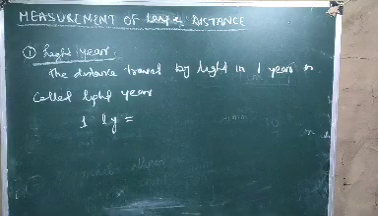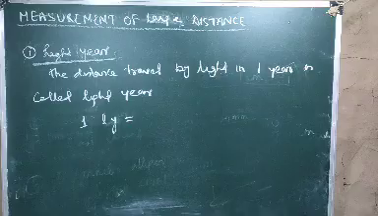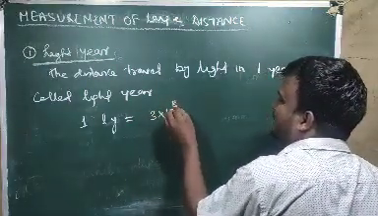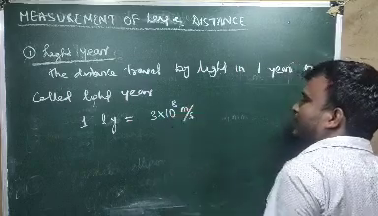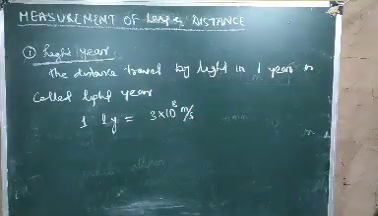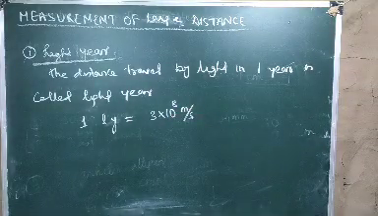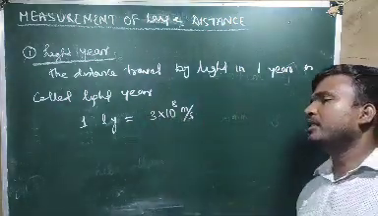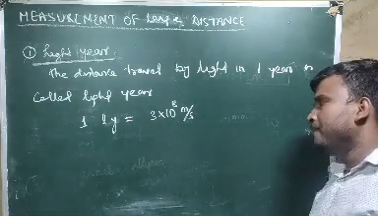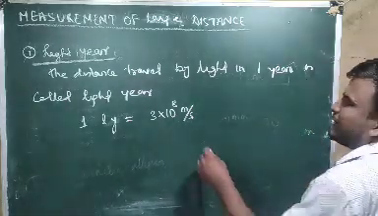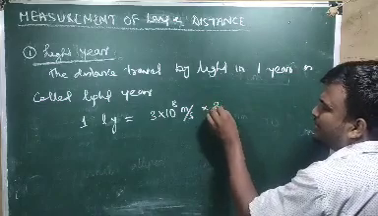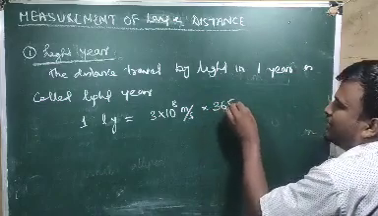So 1 light year will be equal to, what is the speed of light? The speed of light is 3 into 10 to the power 8 meter per second. That means in 1 second the light can travel 3 into 10 to the power 8 meter. Now in 1 year, how many seconds are there? In 1 year, how many days are there? 365.25 days.